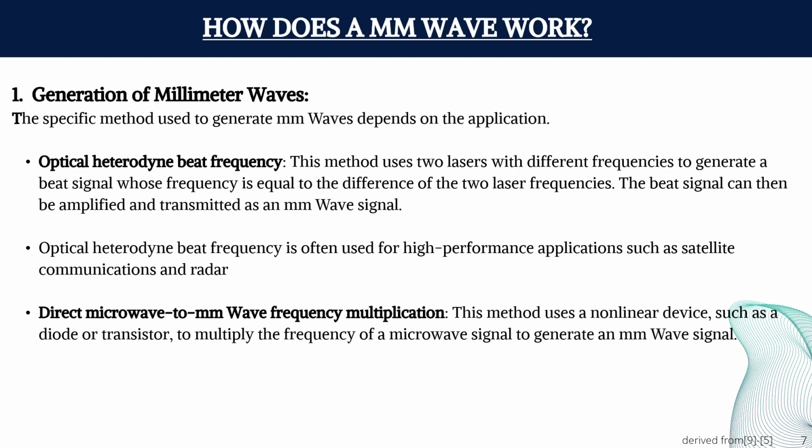And moving to the working: how does a millimeter wave work? The first one is the generation of a millimeter wave. The generation mainly depends on its applications. So based on the applications, mainly three types of methods are generally used for the generation of the millimeter wave.